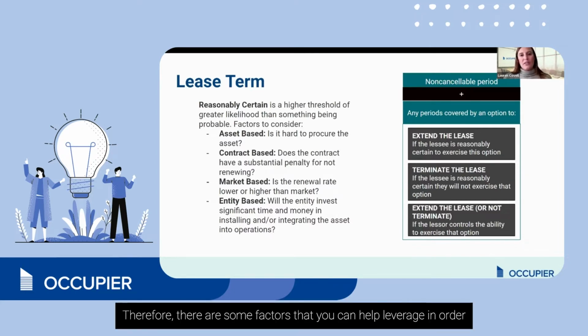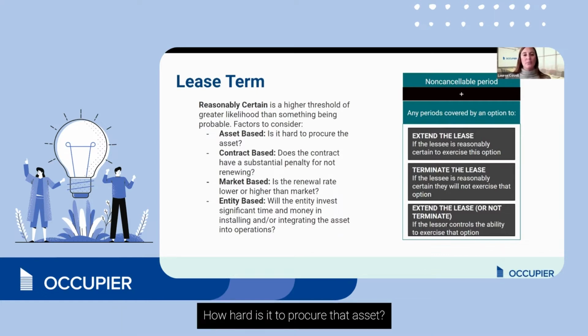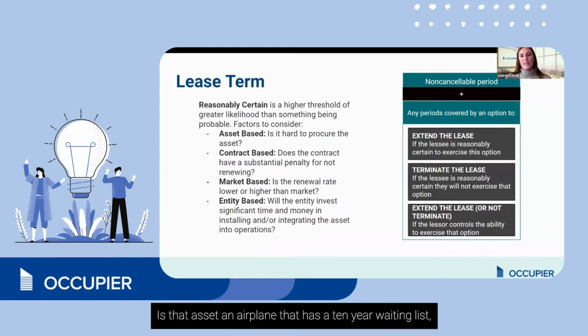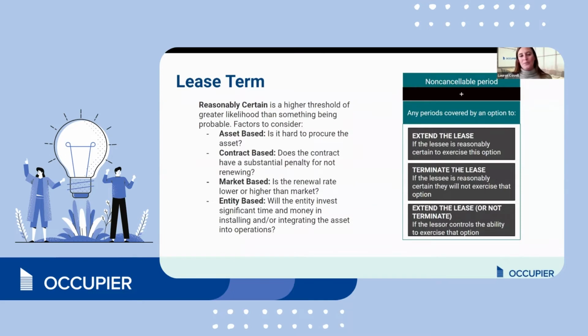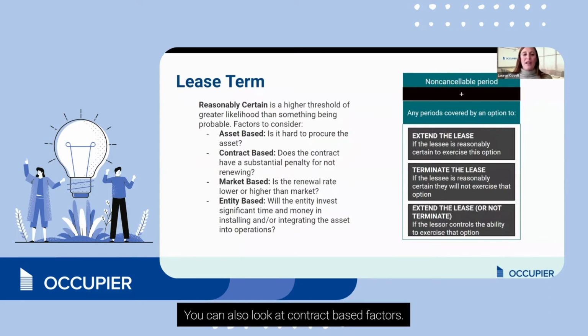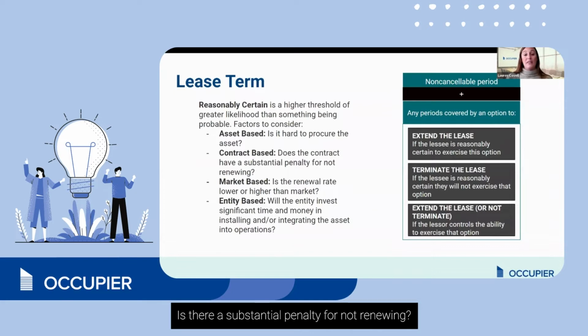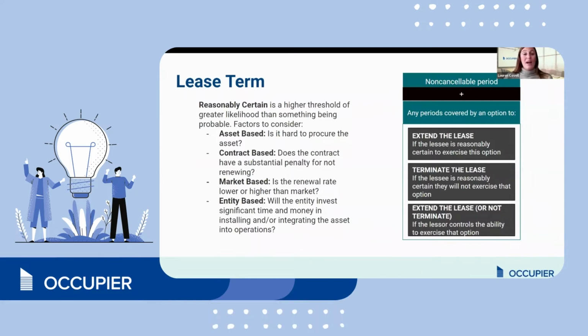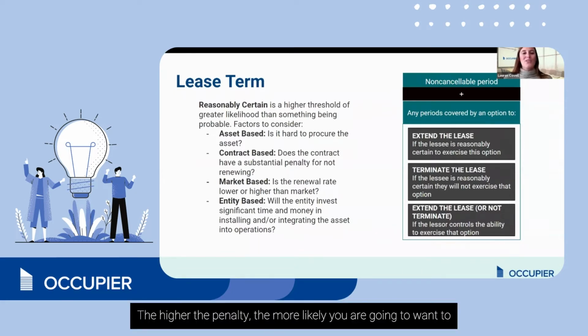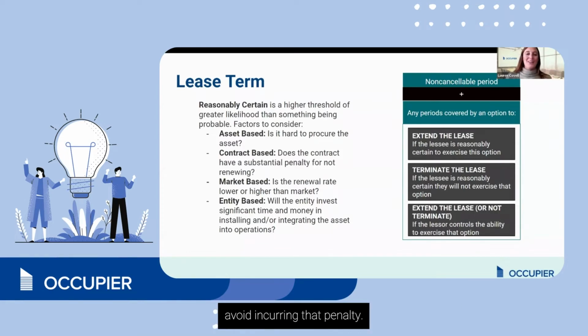Therefore, there are some factors that you can help leverage in order to make this determination. You can look at asset-based factors. How hard is it to procure that asset? Is that asset an airplane that has a 10-year waiting list, or is it something that you could buy on Amazon? You can also look at contract-based factors. Is there a substantial penalty for not renewing? The higher the penalty, the more likely you are going to want to avoid incurring that penalty. But if it's fairly immaterial penalty, then you may not be swayed either way.